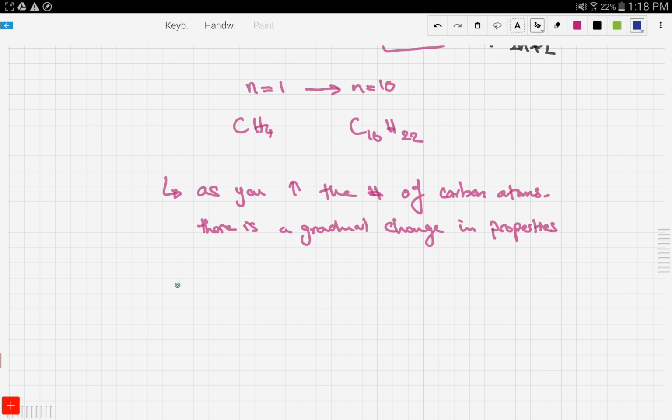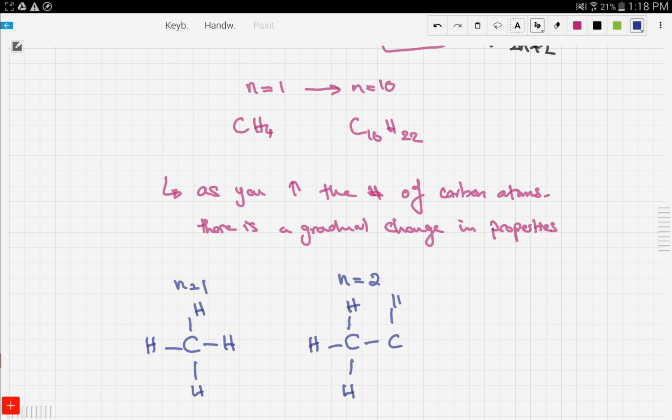Now let's start with n equals 1. So n equals 1 is methane and it's CH4, so there are 4 hydrogens surrounding the carbon. Now let's move on to the next member, which is n equals 2, so it has 2 carbons for starters, and then you fill these with hydrogens. So there's a hydrogen here, there, and finally this is the last one. So this is methane, and this is ethane.